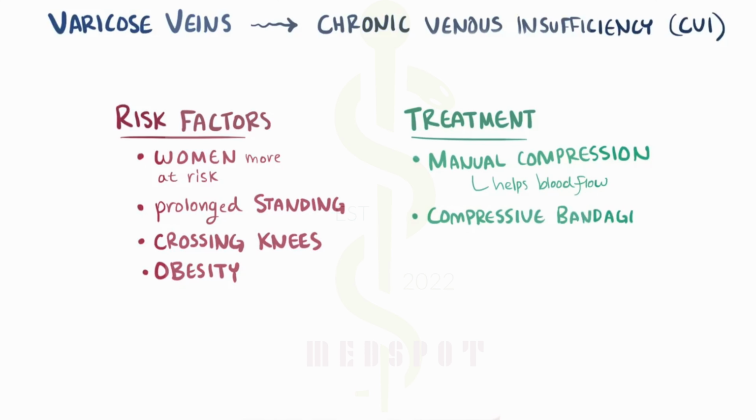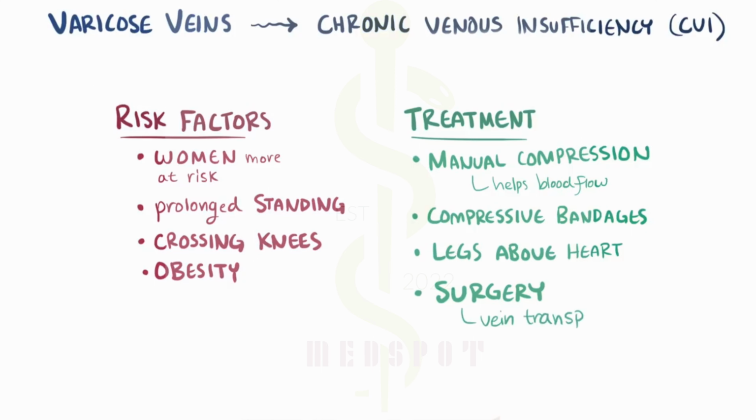Treatment options for varicose veins and CVI might involve manual compression to help increase blood flow, as well as compressive bandages and stockings, and frequent periods of elevating the legs above the heart. Besides these more conservative options, there are various surgical treatments that can help cure the disease, like for example a vein transplant, a vein repair, or a vein removal.